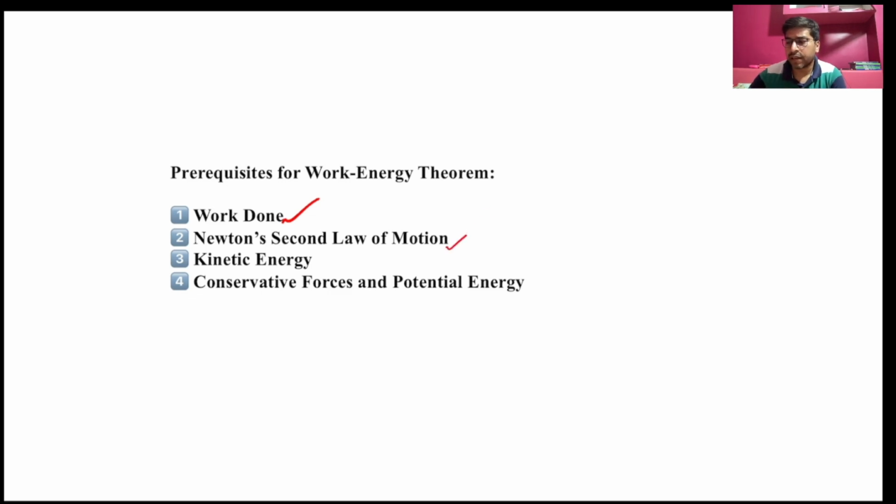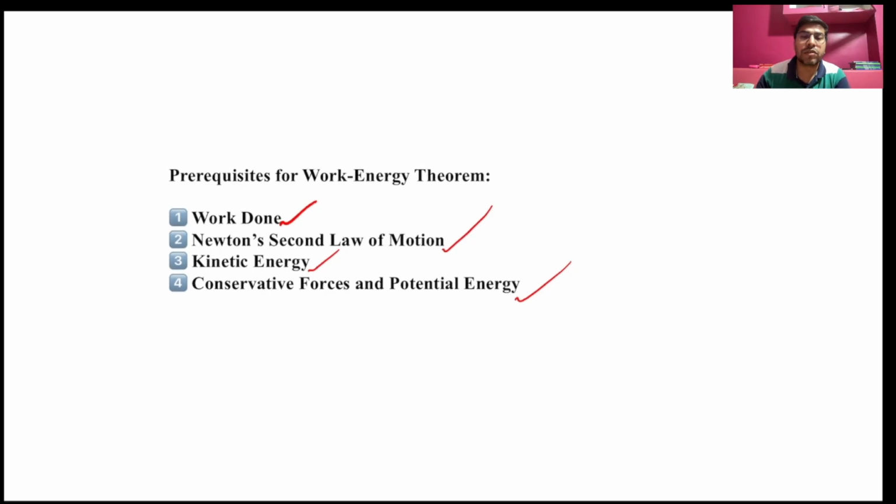Next, you have to understand Newton's second law. It means the basic of force. Third, you have to understand kinetic energy, and you have to understand potential energy as well as conservative force. Then only if you know all these points, you can understand work energy theorem properly. Okay.